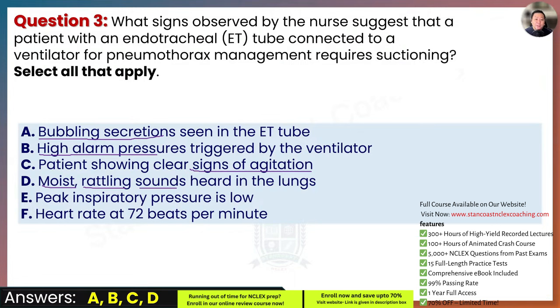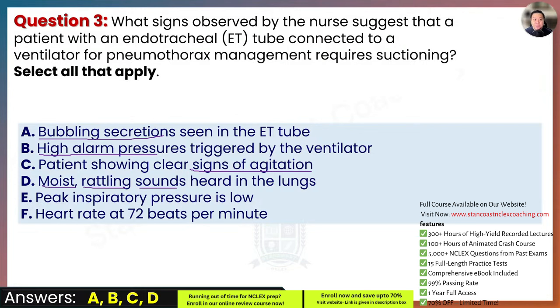Now, what about letter F? Heart rate at 72 beats per minute. Well, this is not really concerning, right? This is within the normal range. What you should worry about instead is tachycardia, which can signal respiratory distress. And suctioning is based on airway issues, not about a stable heart rate. So eliminate this option right away.